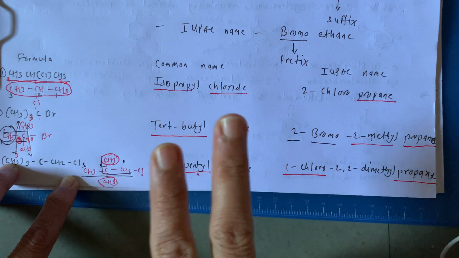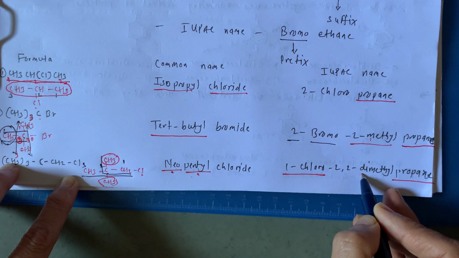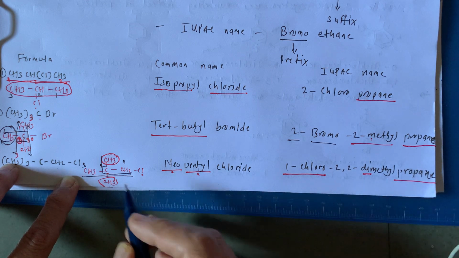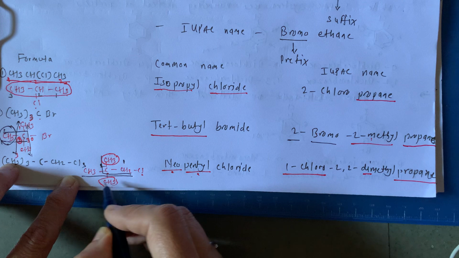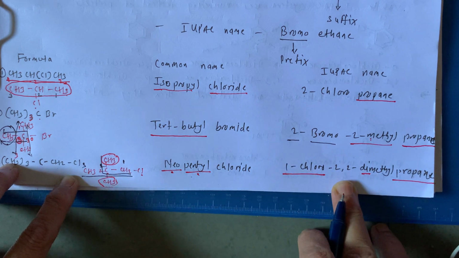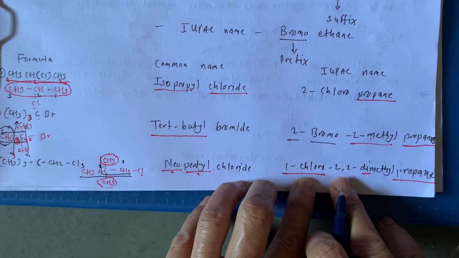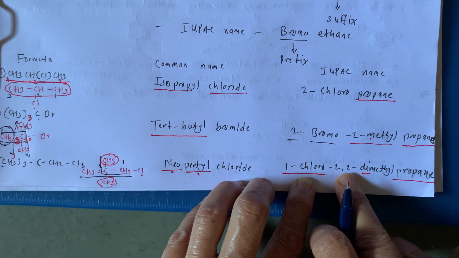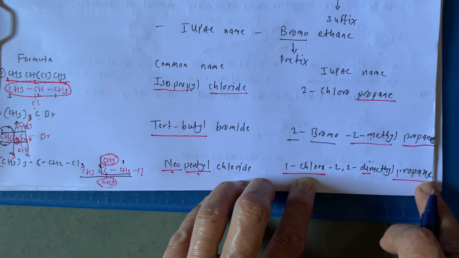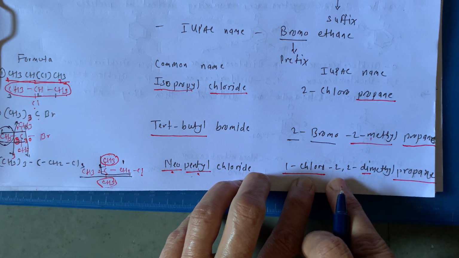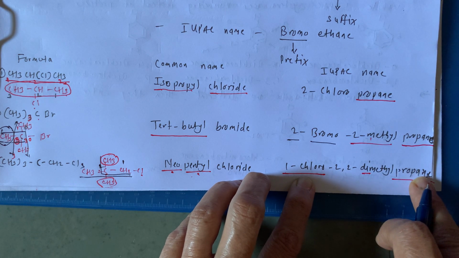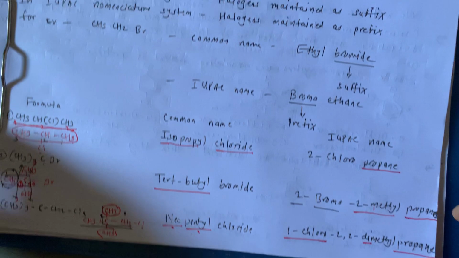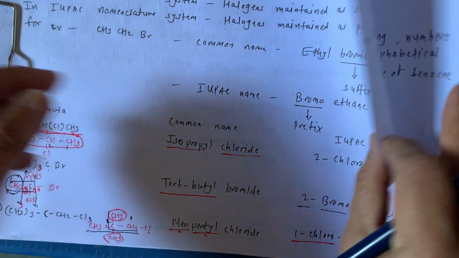They are 2 in number. So we are writing here dimethyl. And on which carbon? It is again on the second carbon. Both the branches are on the second carbon. So here, 2,2-dimethylpropane. 1-chloro-2,2-dimethylpropane. Okay. Now we will see the next example.